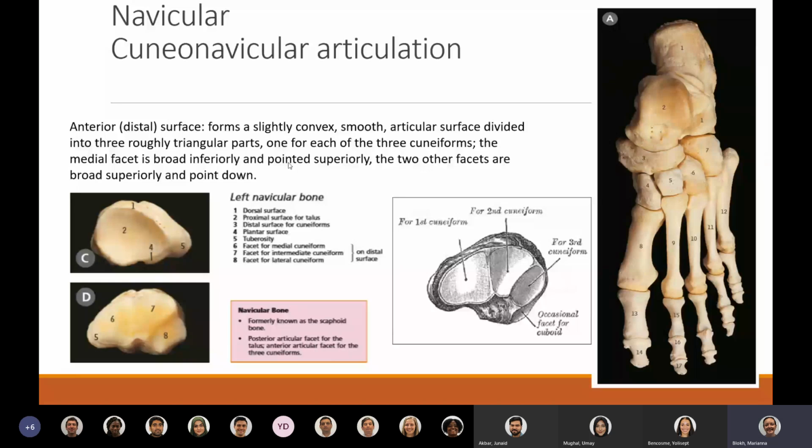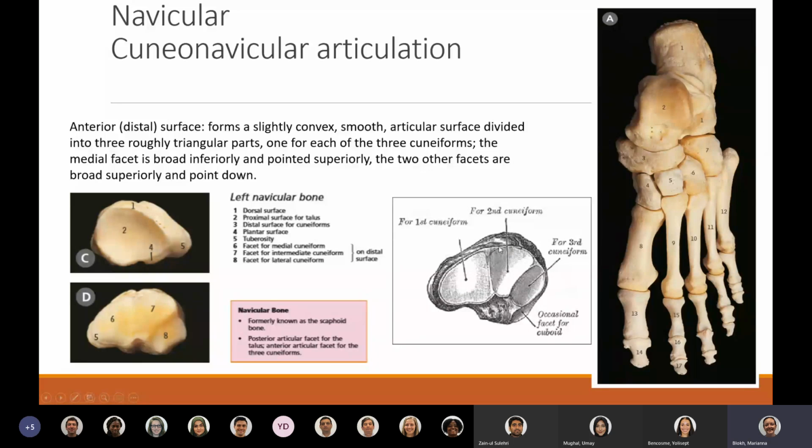So an important thing to note is that they will ask about how the articular surfaces look. If you look at the navicular anterior surface, which articulates with the cuneiforms, they'll ask how the articular surfaces are divided and how they look. What's important to note is that the medial facet, which is for the medial cuneiform, is broader inferiorly and the apex is superior.